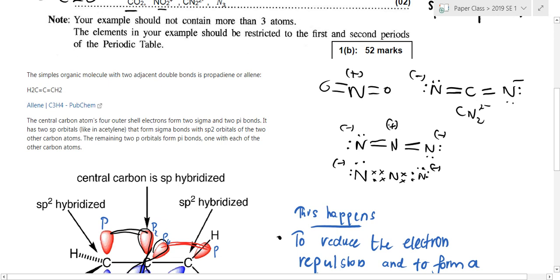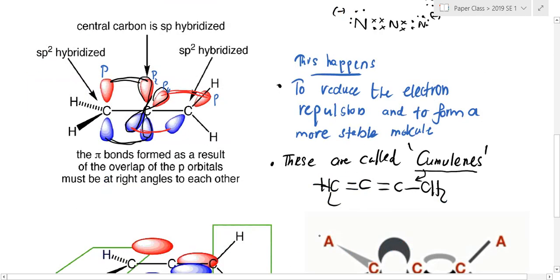In here it has a dative bond also. But at the end of the day, we know that dative bonds, after the formation of the molecule, act as a normal Lewis covalent bond. Therefore, this is a covalent structure. You can see the 2 pi bonds are there. This is equal to the cumulenes which I have drawn in here. The formation of this kind of perpendicular structure reduces the electron repulsion and forms a more stable molecule. That's what happens.